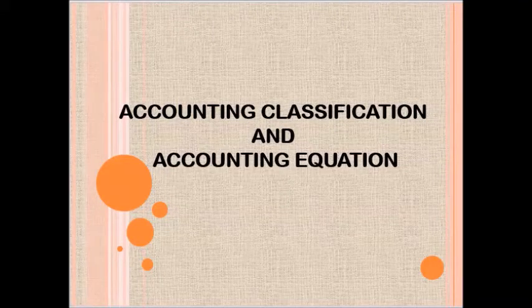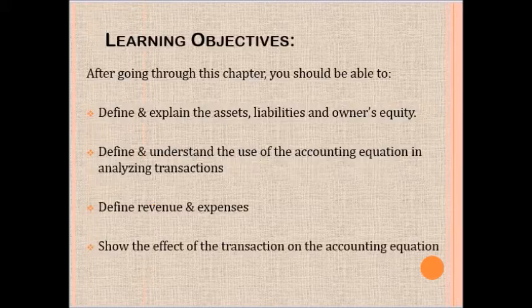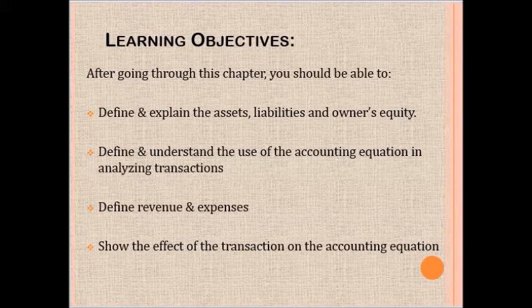Assalamualaikum everybody. So today we're going to learn chapter 3, which is accounting classification and accounting equation. The learning objective of this chapter is to define and explain asset, liability and owner's equity. Define and understand the use of the accounting equation in analyzing transaction. Define revenue and expenses. Show the effect of the transaction on the accounting equation.